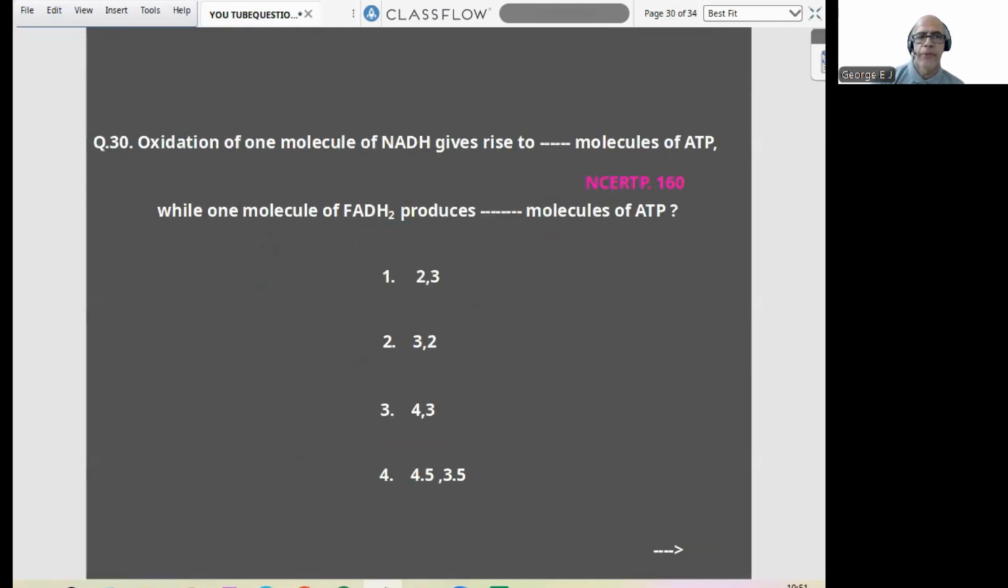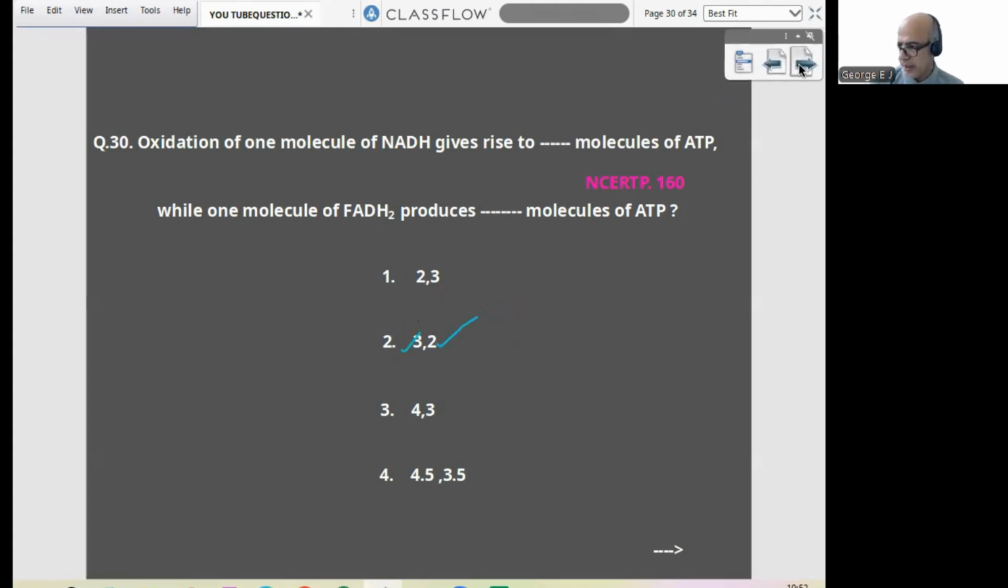That is 30. Oxidation of 1 molecule of NADH gives rise to dash molecules of ATP, while 1 molecule of FADH2 produces dash molecules of ATP. Again, NCERT direct question. NADH2 gives rise to 3 ATP. FADH2 can produce 2 ATP. So option-wise, it is 2.